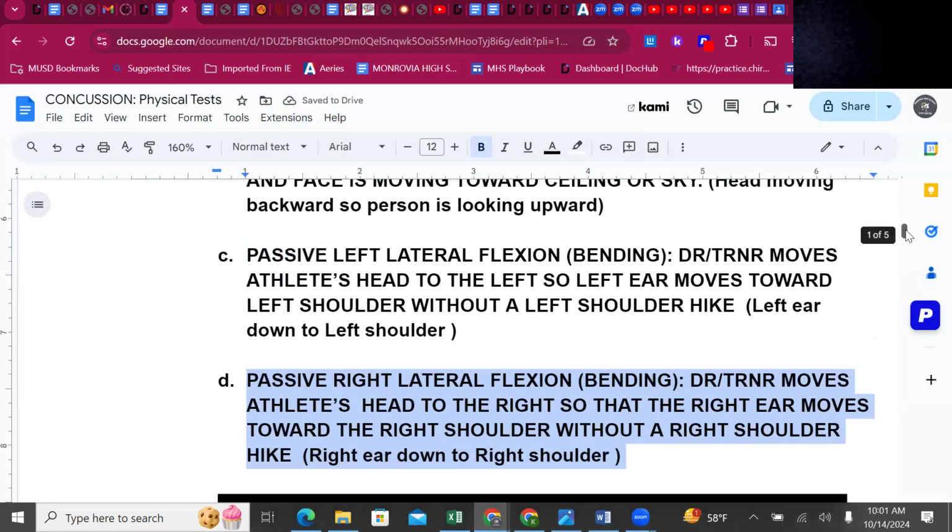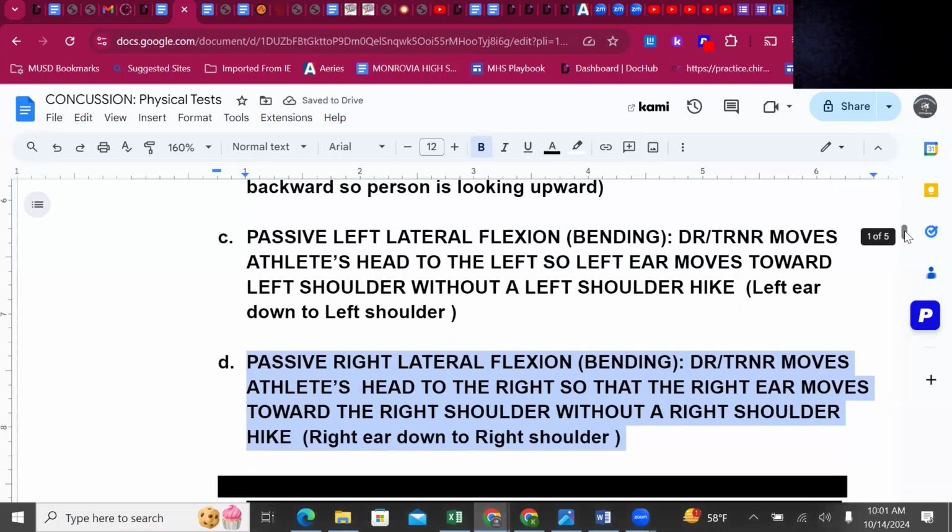Right lateral flexion is the exact opposite of left lateral flexion. Doctor or trainer moves athlete's head to the right so that the right ear moves toward the right shoulder without a right shoulder hike.